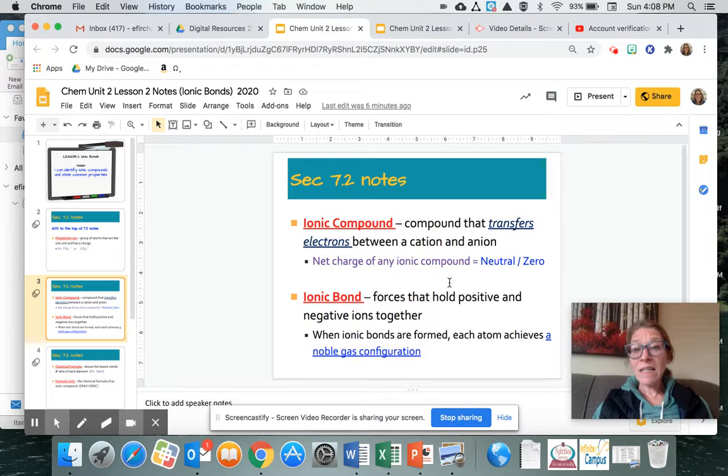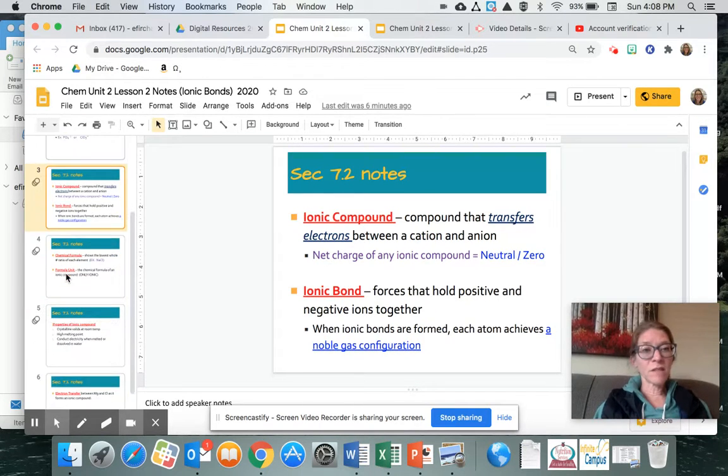The ionic bond is the forces that hold those positive and negative ions together. So when ionic bonds are formed, each atom achieves that noble gas configuration. So sodium is going to lose electrons, chlorine will take those electrons, but both of those atoms will form that noble gas configuration. And we'll do an example at the end of this notes section.